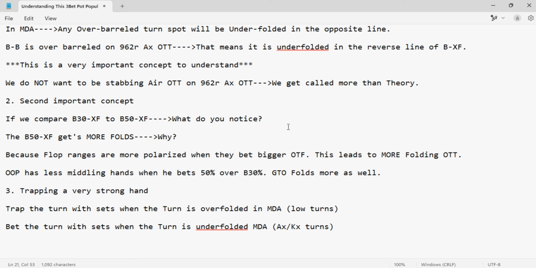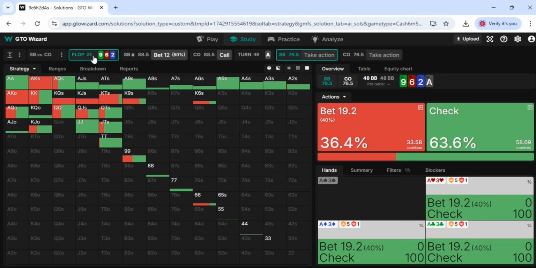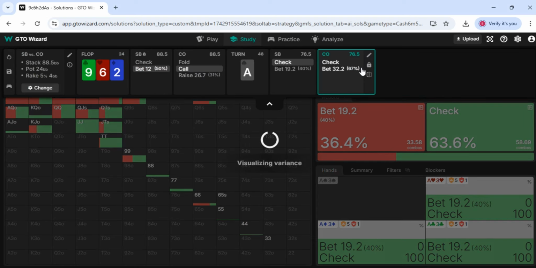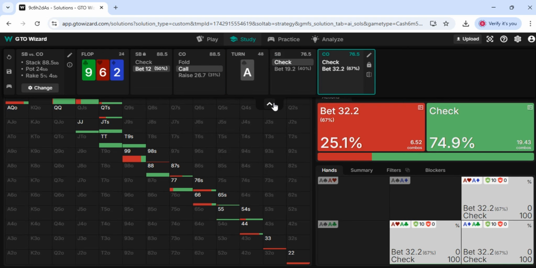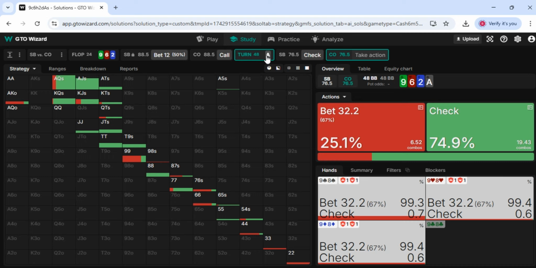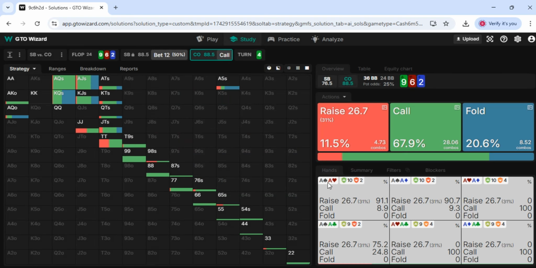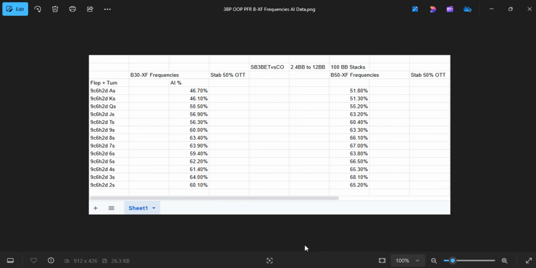Finally, let's talk about trapping. Let's go back to the GTO Wizard sim. Let's say I have a hand like pocket nines and I am the cutoff on the turn. My opponent checks to me. I always want to bet this hand because the ace is underfolded. Same thing on a king turn. But if I change this ace to a 4, well, we go back to the data and we see the 4 is going to be massively overfolded.